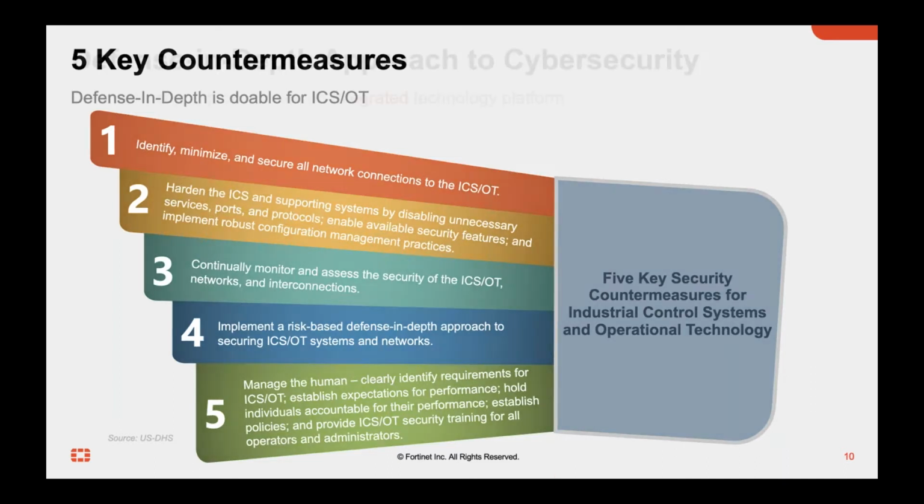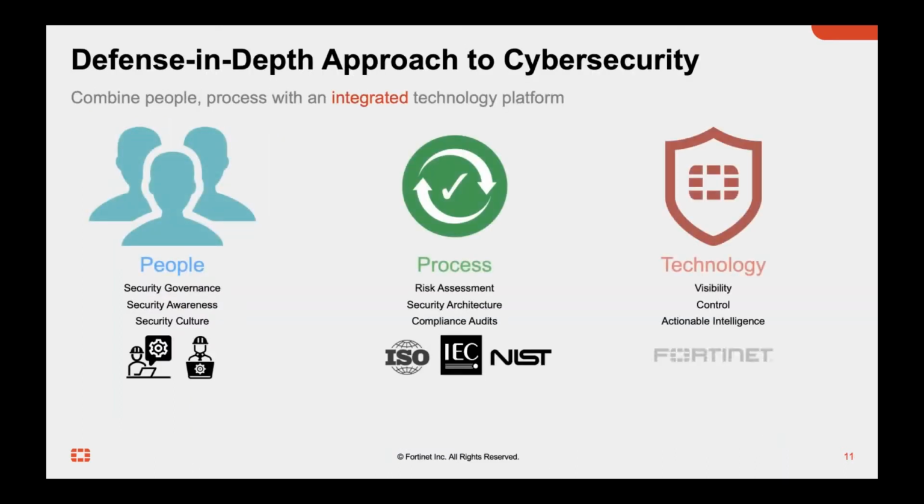To summarize, it falls into these 3 domains: people, process, and technology. What do we need to do from the people point of view? Security governance, security awareness, security culture. From the process point of view, we need to perform risk assessment, security architecture, and compliance and audit. Guidance is available in ISO 27001, ISO 62443, NIST 800-82, NIST 800-53, and NIST IR 7628 for energy and utilities. So there are many guidance documents, best practices and standards available for this specific purpose in the ICS and OT environment.